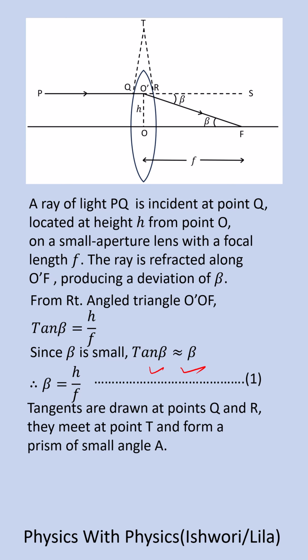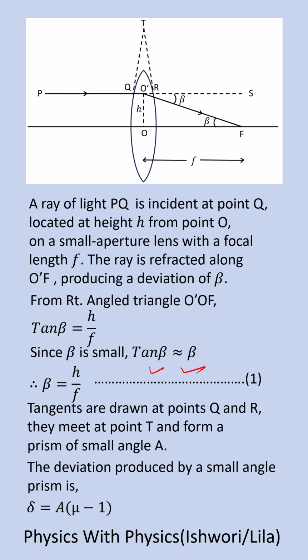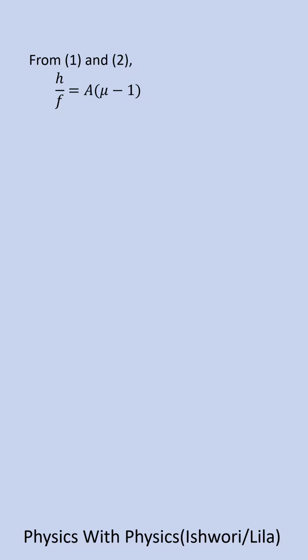Tangents are drawn at points Q and R. They meet at point T and form a prism of a small angle A. The deviation produced by a small angle prism is delta equals A (mu minus 1). So h by f equals A (mu minus 1). That's why 1 by f equals A by h (mu minus 1).